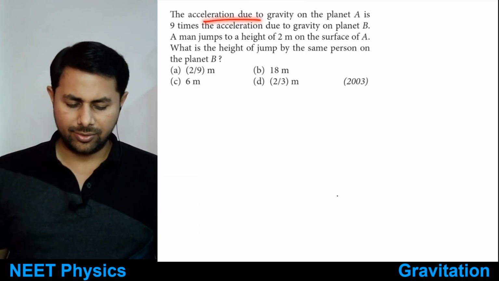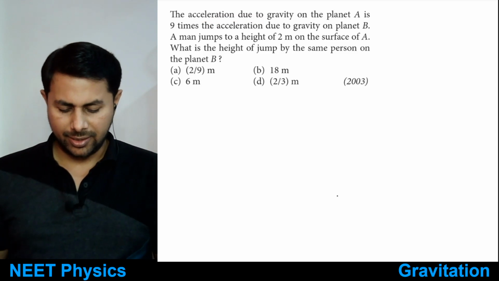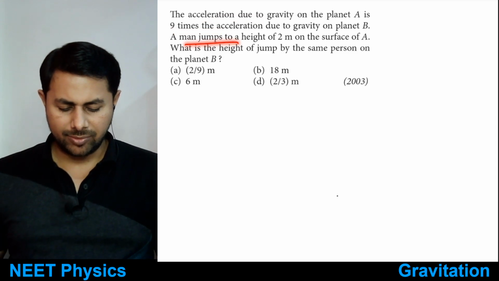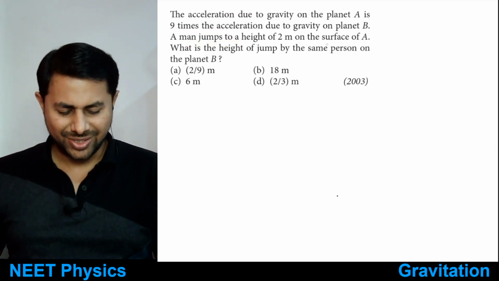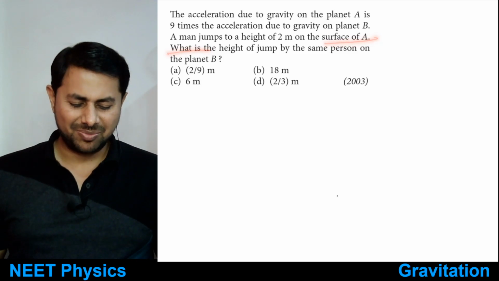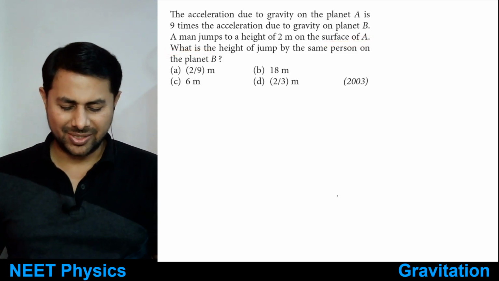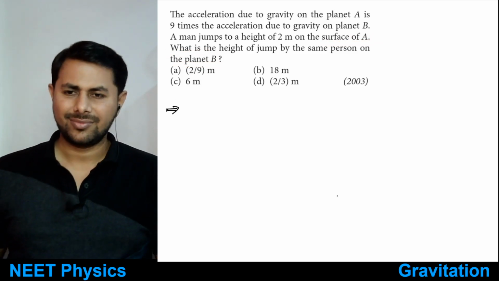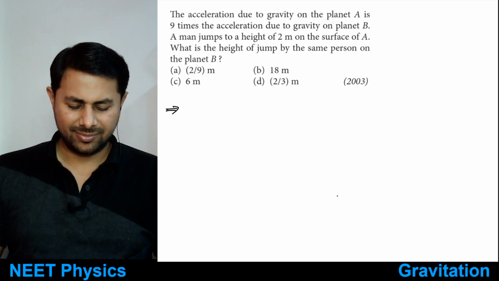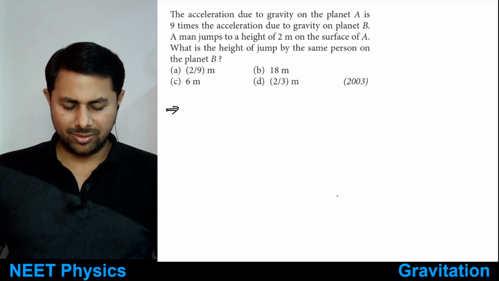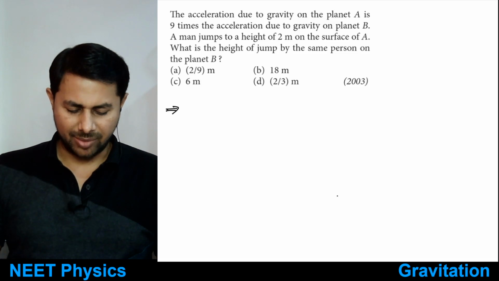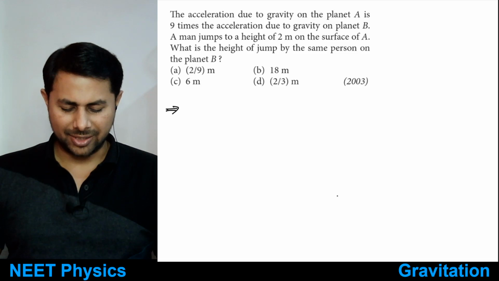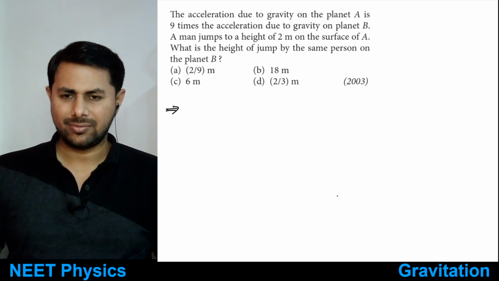The acceleration due to gravity on planet A is 9 times the acceleration due to gravity on planet B. A man jumps to a height of 2 meters on the surface of A. What is the height of the jump by the same person on planet B? Tell me. The man jumps to a height of 2 meters on the surface of A. Then what would be the height of the jump on the surface of B?